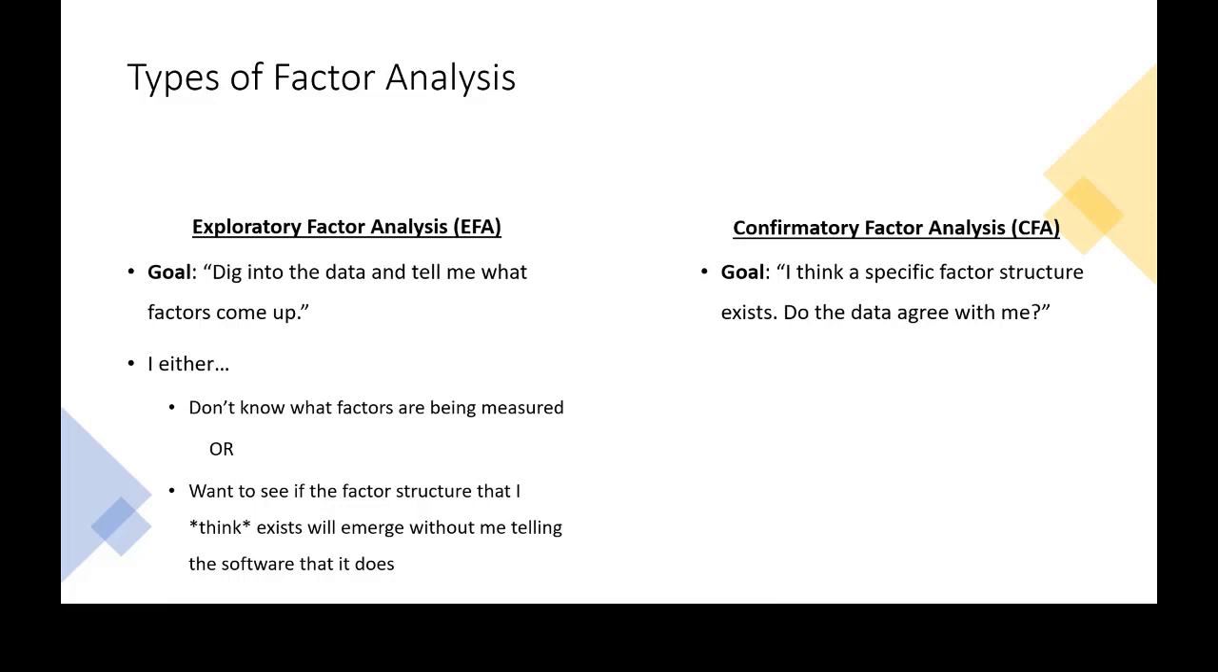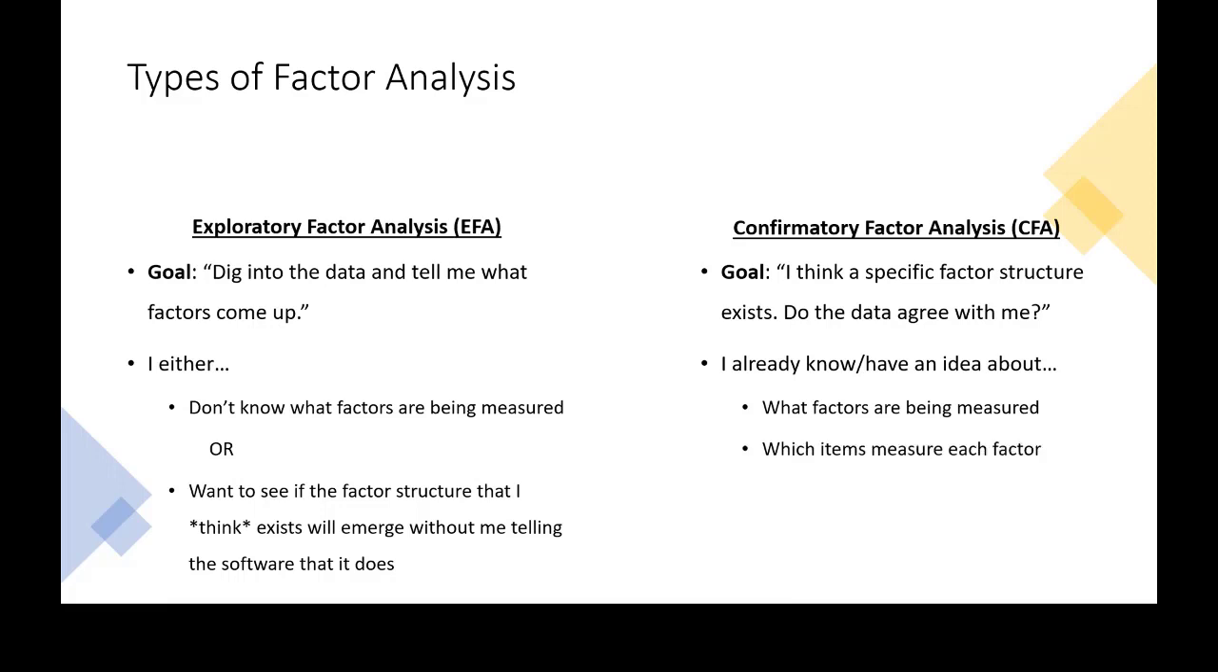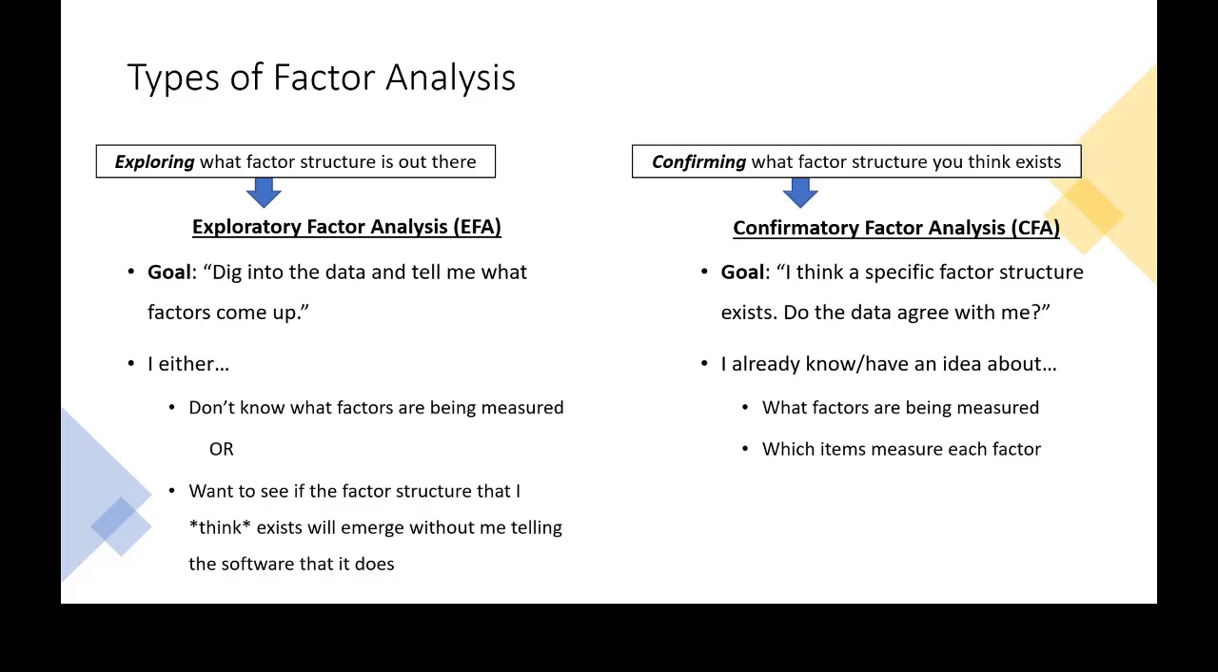You're testing it out. So for CFA, you already know or have an idea about, A, what factors are being measured with your scale or survey, and, another core part, which items measure which factors. You might know that items 1, 4, and 9 measure affective commitment, for example, and you're telling your software, these are the items that correspond with this factor. So the big differences: in exploratory factor analysis, you are exploring what factor structure is out there. You're just trying to search for the factor structure. In confirmatory factor analysis, you're confirming what structure you think exists.